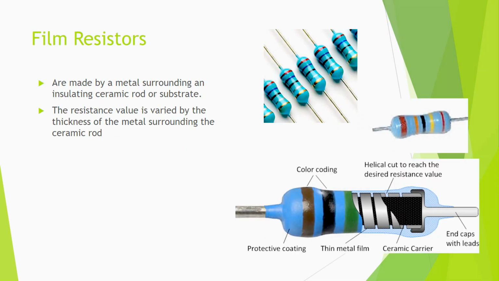The second type of resistors is film resistors. These are made by metal surrounding an insulating ceramic rod or substrate. These are the most common resistors you see on the market because they're really cheap. The resistance value is varied by the thickness of the material surrounding the ceramic rod.